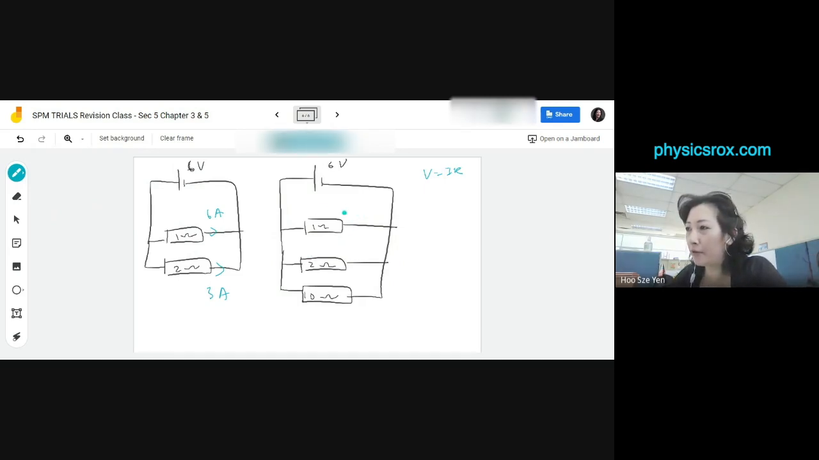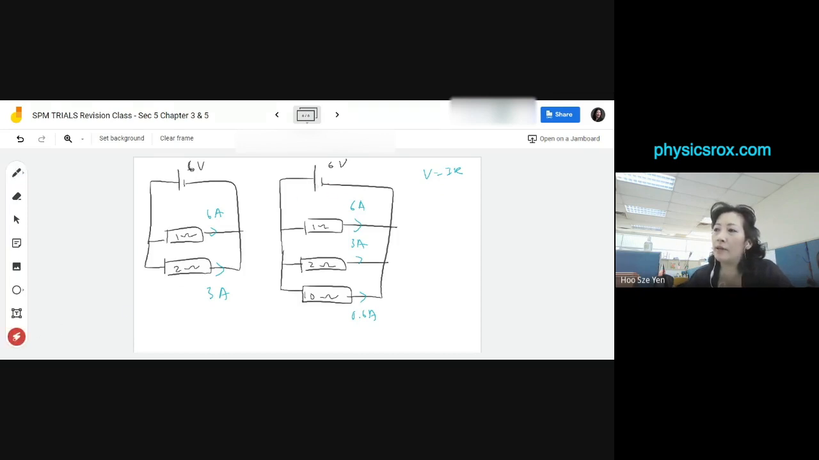Like this one, if nothing else, it's pure parallel, straight away I know this is 6 ampere, 3 ampere, 0.6 ampere. This is based on my understanding that for a pure parallel circuit like this, when I say pure parallel it means nothing else, only parallel, each line behaves like a separate circuit. That's why I can get the answer straight away using I equals V over R. Okay? Can follow so far?